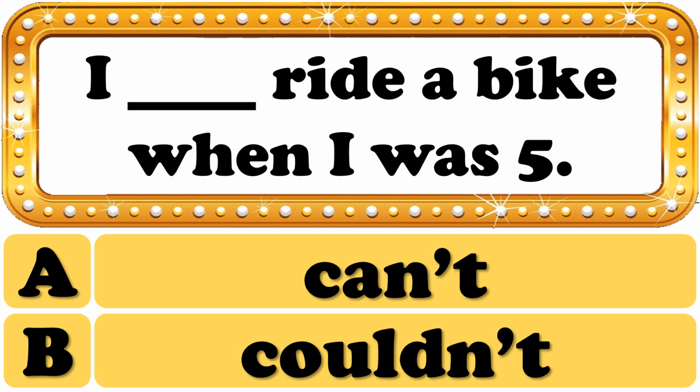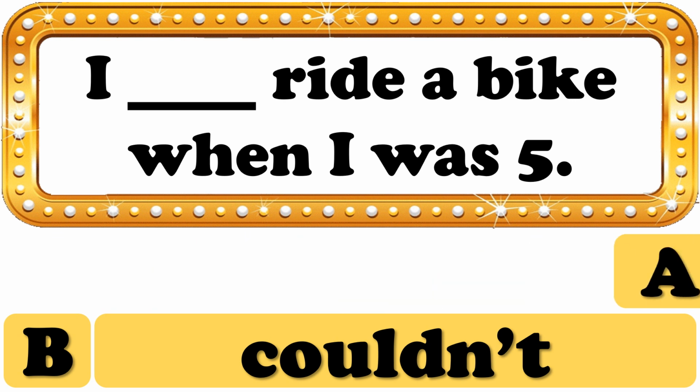Next one, take a look. A or B, which one will finish this sentence? And remember, we're talking about the past, when I was 5. So are we going to use A or B? The right answer is B. Couldn't. Couldn't is the past tense form of can't. So I couldn't ride a bike when I was 5. Say it after me. I couldn't ride a bike when I was 5.